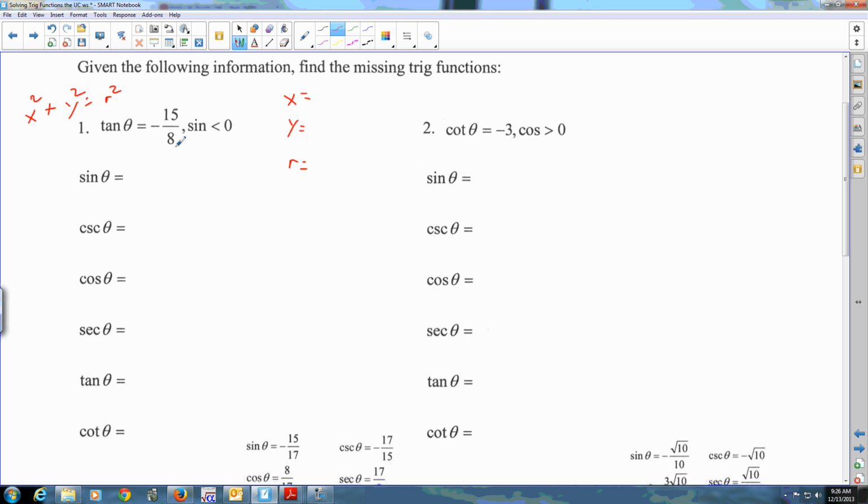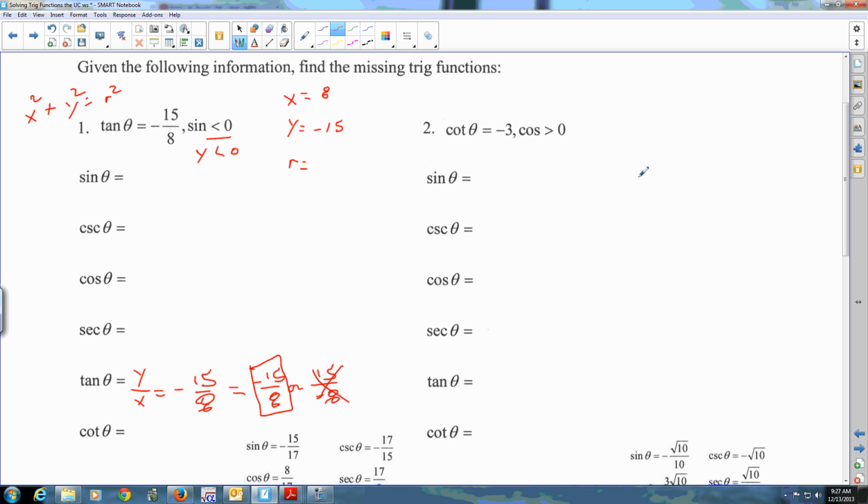Tangent is negative 15 over 8. Okay, tangent is your y over your x. Let's do it down here, y over x. And you're told that's negative 15 over 8. So initially, you guys could go negative 15 over 8 or 15 over negative 8. Then you use this second piece of information here. Sine is less than 0. Sine is your y value, so it's saying your y is less than 0. So your y value is negative. So that means you choose this one, not this one. So your y is negative 15, and your x value is positive 8.